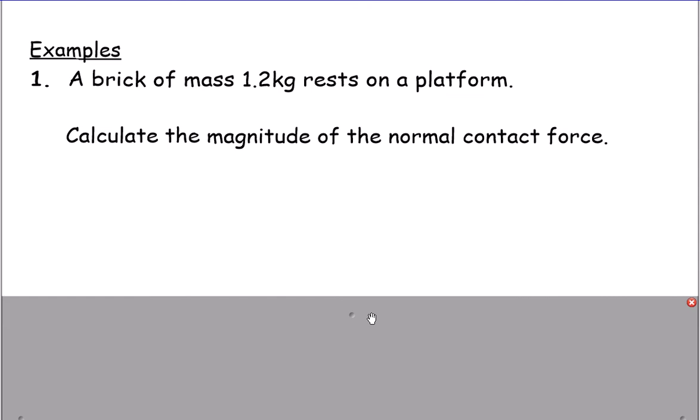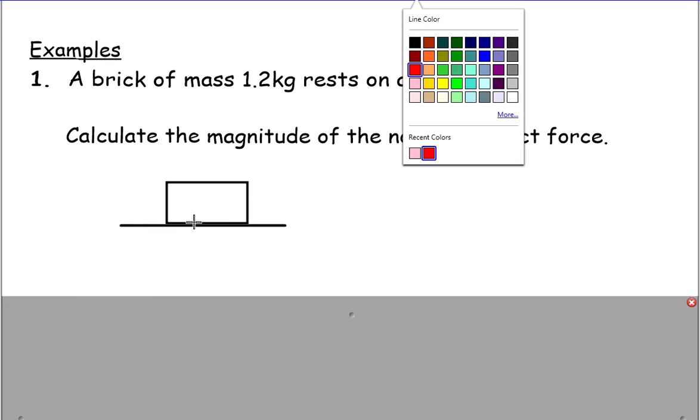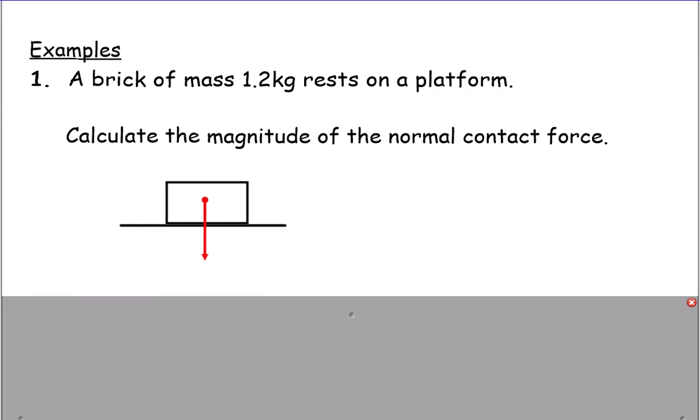We've got a brick of mass 1.2 kilograms and it's just resting on a platform, a plane. Okay, so you'll need diagrams for these. Anytime you've got forces needs a diagram. So here's my brick. It's got a mass of 1.2 kilograms. So first job is to mark on its weight. Okay, so acting downwards, 1.2 times 9.8 is 11.76 newtons. So 11.76 newtons acting downwards.